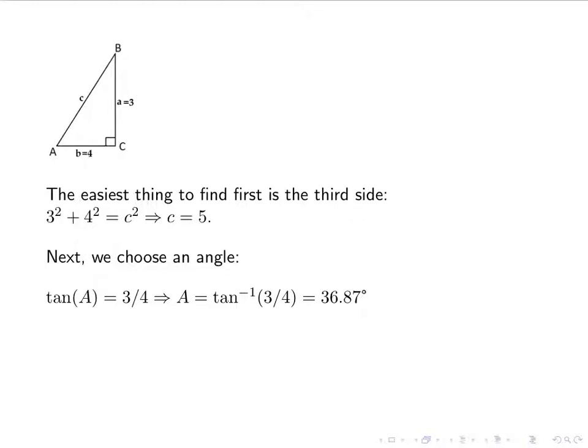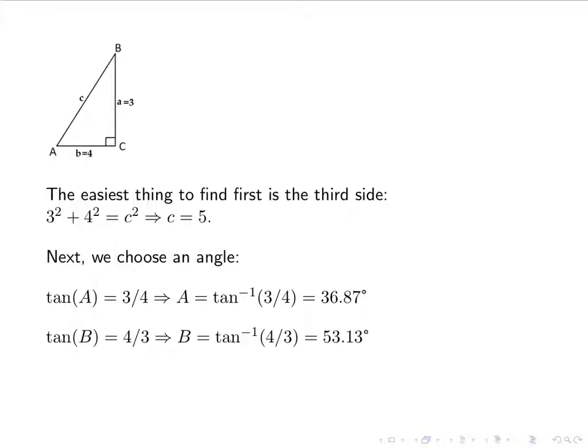Next, I move on to angle B. And again, I have the opposite and the adjacent. So that's still tangent, but now my opposite and adjacent have switched places. So tangent of B is 4 over 3, which means B is tan inverse of 4 over 3, which is 53.13 degrees.